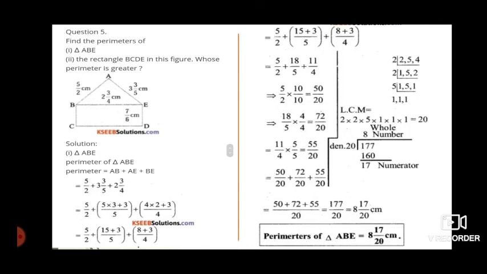We already know: denominator into whole number plus numerator, over the denominator. So 5 into 3 plus 3 by 5, plus 4 into 2 plus 3 by 4. Converting, 5 by 2 plus 5 threes are 15 plus 3, 18 by 5, plus 4 twos are 8 plus 3, that is 11 by 4. Now children, we have to go for the addition part. Can we add these with 2, 5, 4 as denominators? No, because the denominators are different, we cannot proceed.